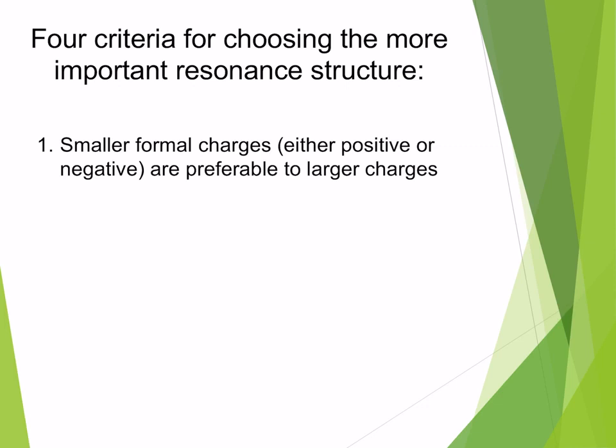So our first criterion would be we want really small formal charges. Doesn't matter if they are positive or negative, but we just want small numbers. Like zeros are really great. And if we can't have zeros, then we want +1s or -1s over +2s and -2s, right? So you want smaller numbers. Doesn't matter positive or negative. We just want small numbers.